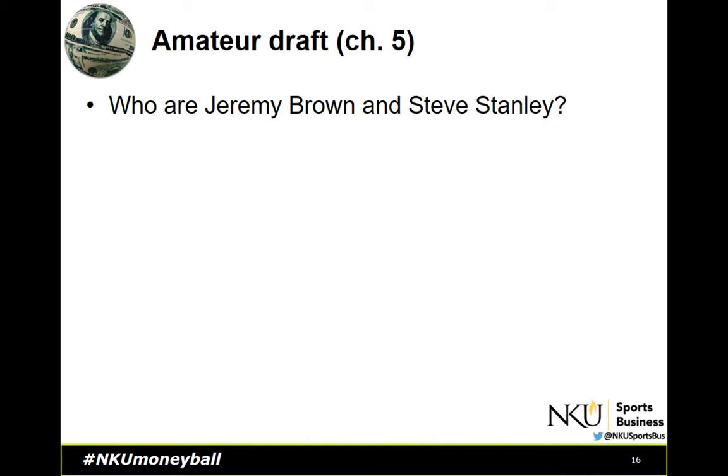So relating to the draft, there's two players that they talk about in Chapter 5, Jeremy Brown and Steve Stanley. Who are these guys? Why talk about them? What's their part in the story? Jeremy Brown's a catcher, right? Roll Tide, catcher from Alabama. I don't really like Alabama, but Roll Tide is pretty catchy. Steve Stanley's a Notre Dame center fielder.